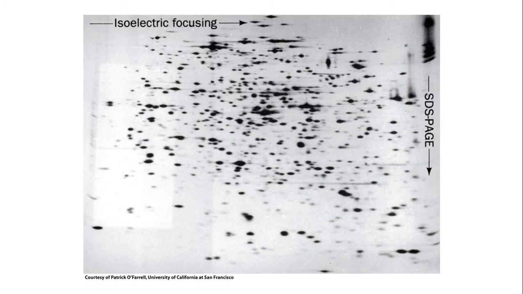This is what a real 2D gel looks like. Not that nice figure that we just saw. But what then can we do with this? We can cut out one of these spots and we can dissolve the gel and analyze the protein that is in that position.